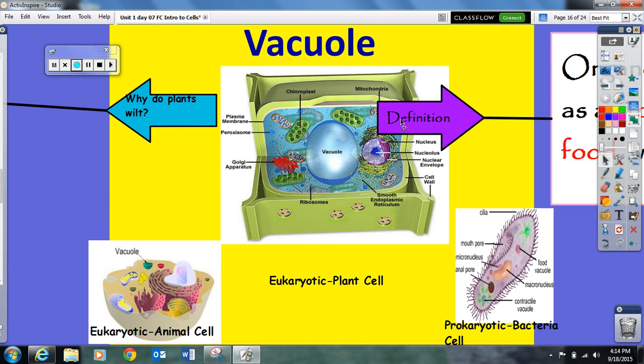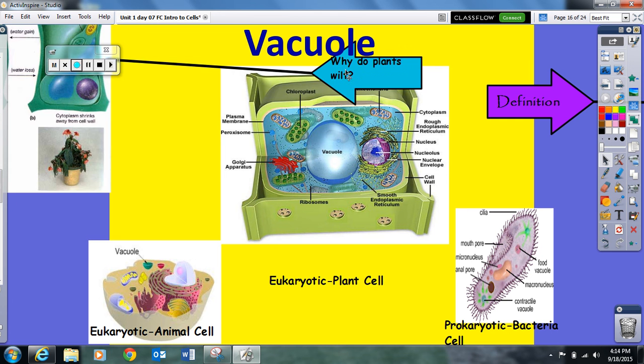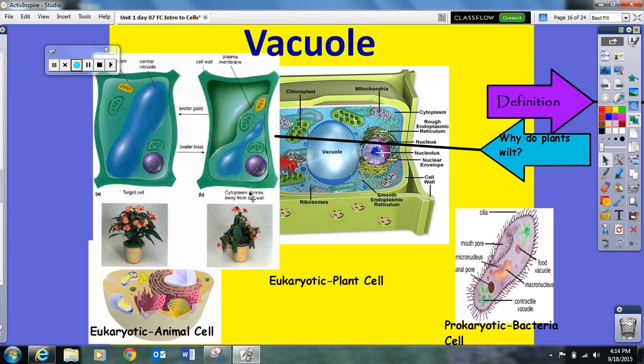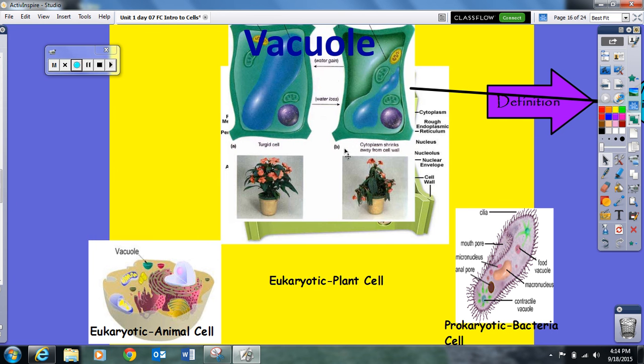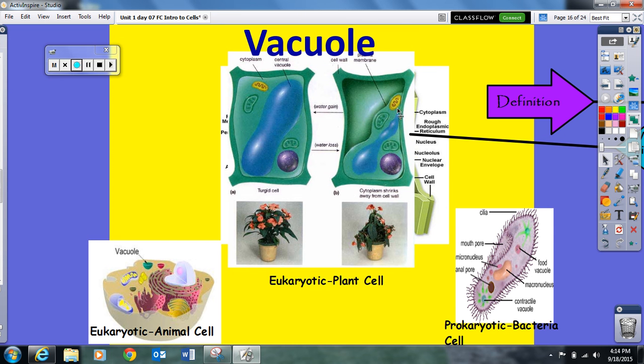If you've ever had vegetables that wilt in the refrigerator, or a plant that hasn't been watered in a while will wilt, which means the leaves kind of drop and sag, that's because there was a loss of water inside the vacuole. So there's lots of empty space inside the cell, and that causes it to wilt. So a plant will wilt because of loss of water in the vacuole.